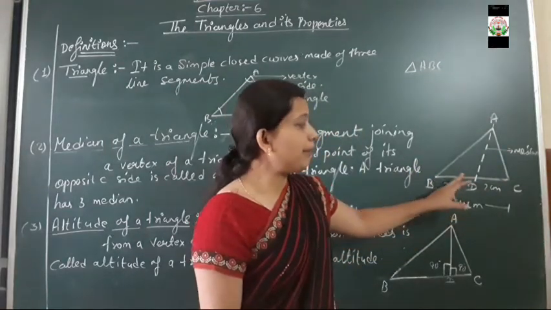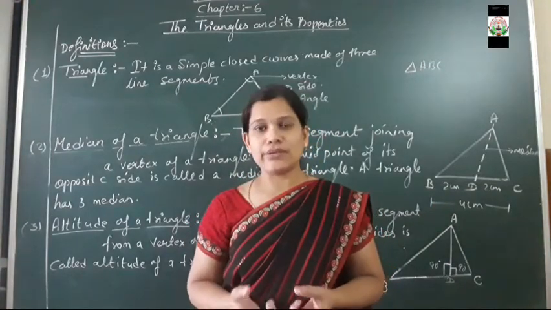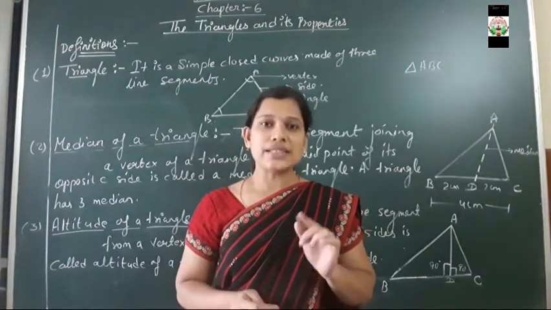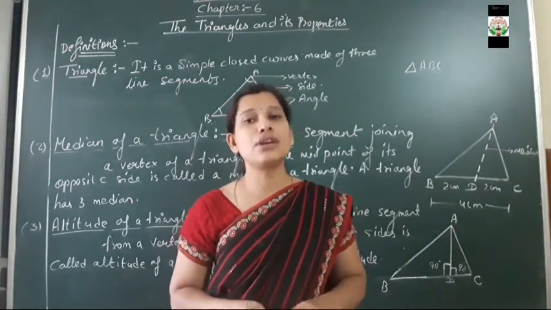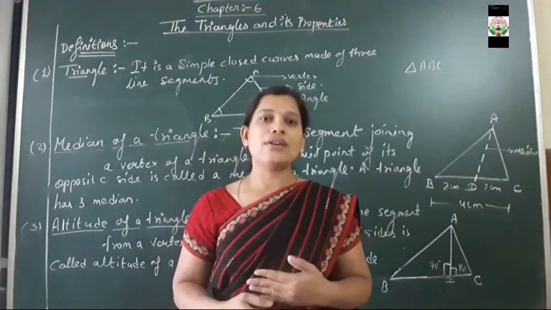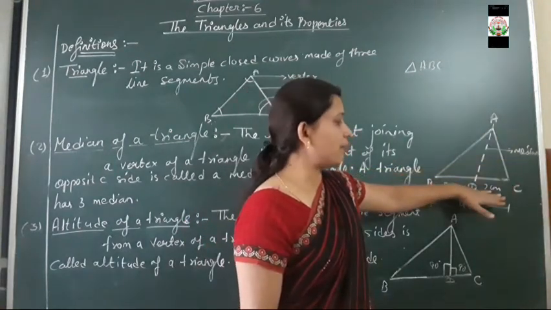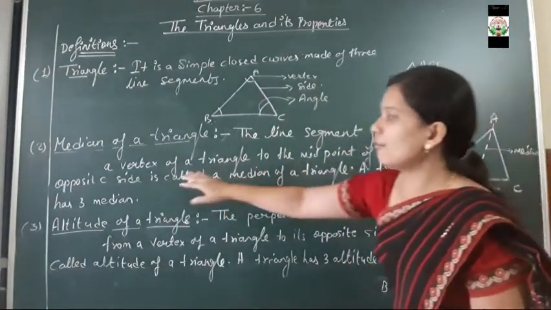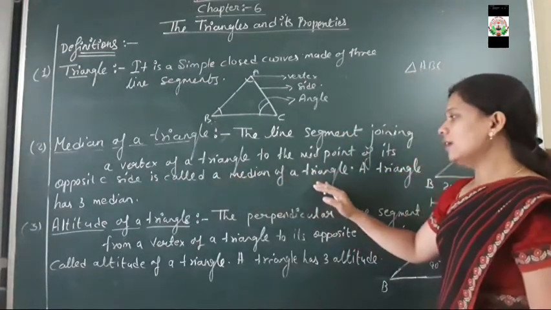So dear student, what is the work of a median? The work of a median: a triangle has 3 sides, isn't it? So the work of a median is to divide the opposite side of a triangle into 2 equal parts. Moving from the vertex to the opposite side of a triangle, it divides it into 2 equal parts. What is a median? The line segment joining a vertex of a triangle to the midpoint of the opposite side is called a median of a triangle.